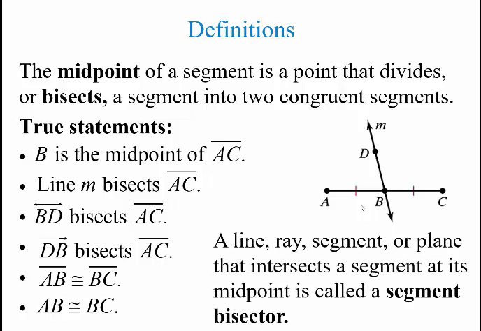All right, a line, ray, segment, or plane that intersects a segment at its midpoint is called a segment bisector, just to fully define that. So like line M here is a segment bisector.